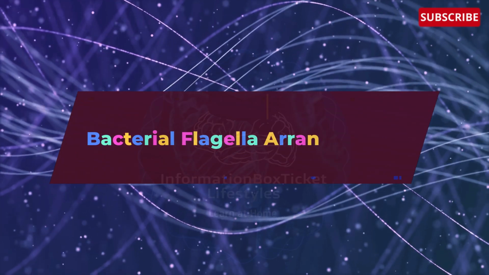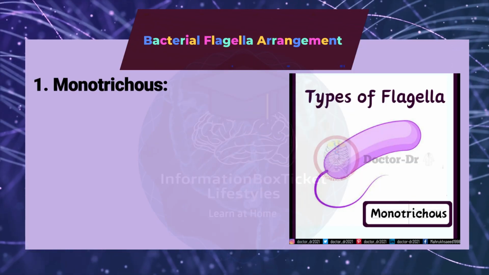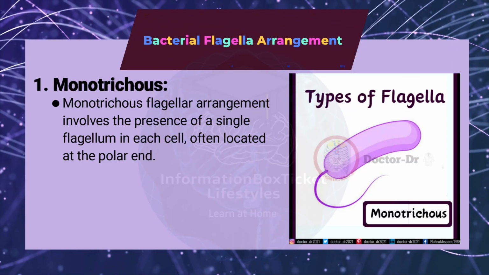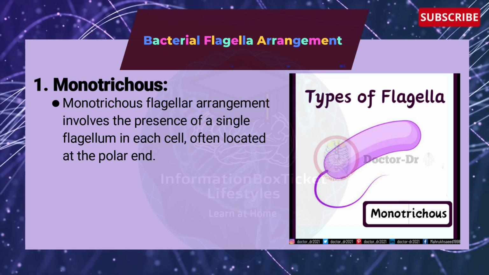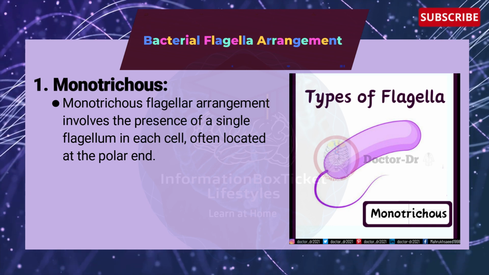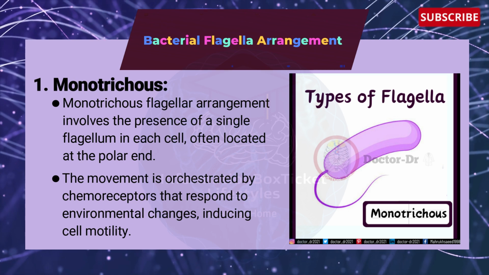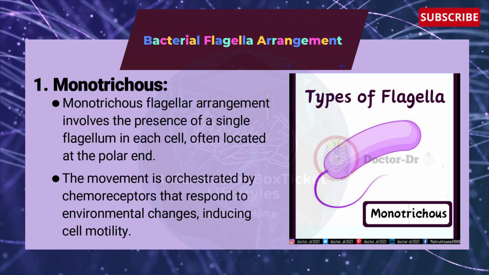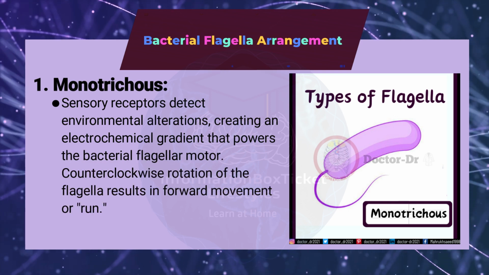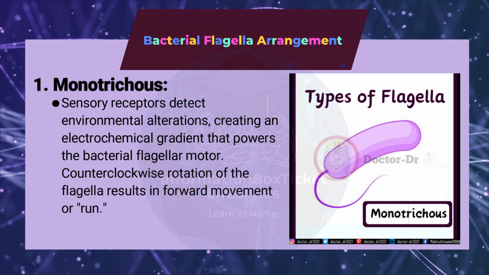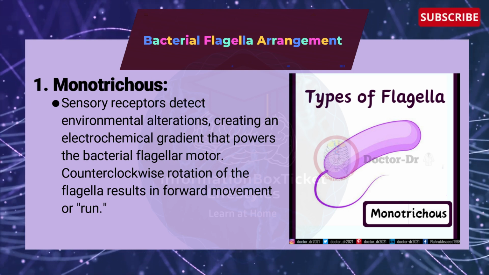Next is bacterial flagella arrangement. Number 1. Monotrichous. Monotrichous flagella arrangement involves the presence of a single flagellum in each cell, often located at the polar end. The movement is orchestrated by chemoreceptors that respond to environmental changes, inducing cell motility. Sensory receptors detect environmental alterations, creating an electrochemical gradient that powers the bacterial flagella motor.